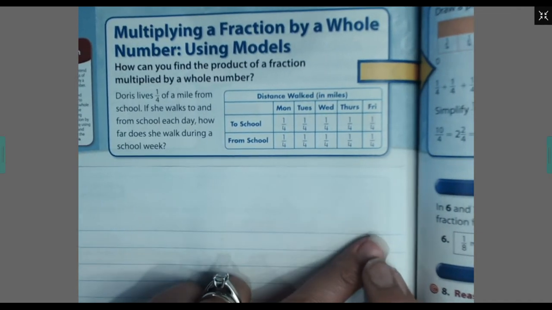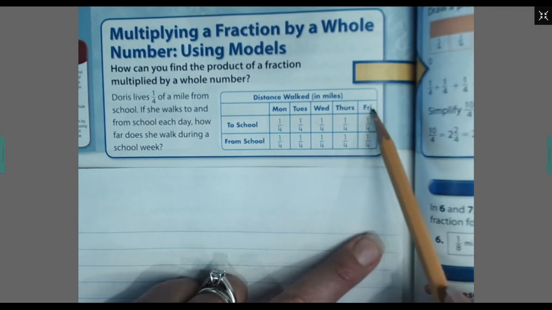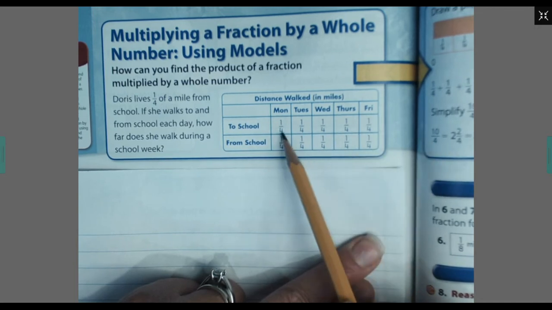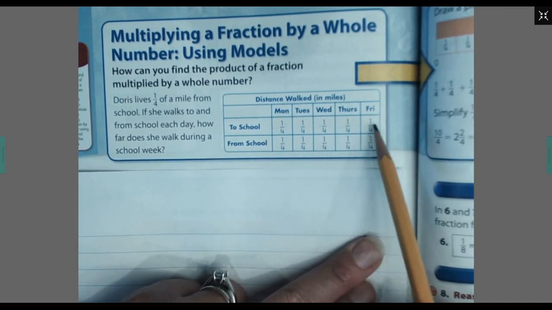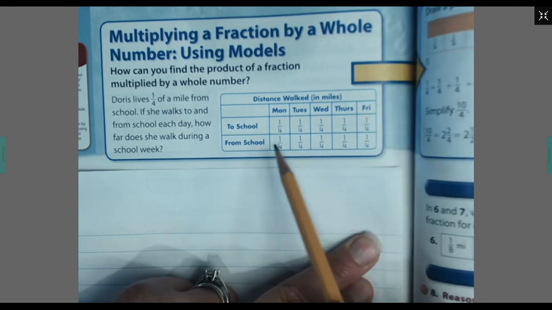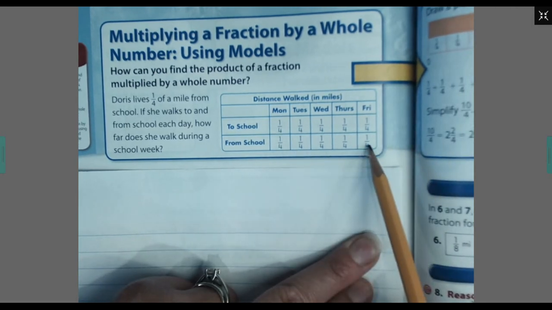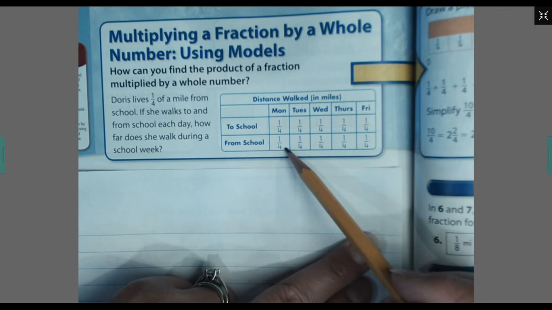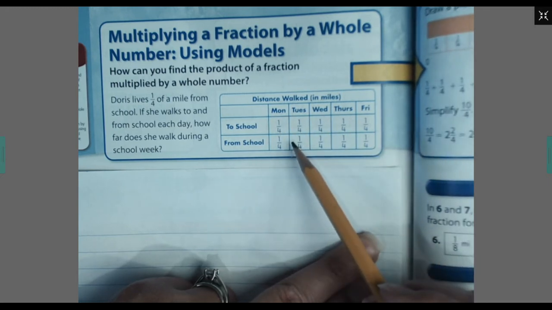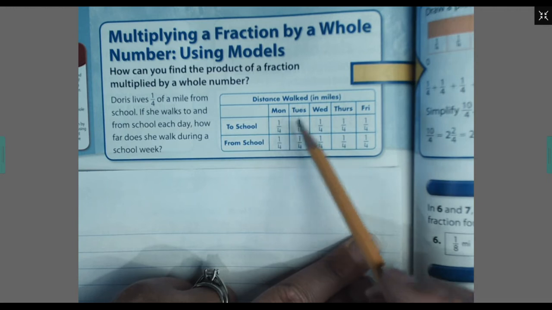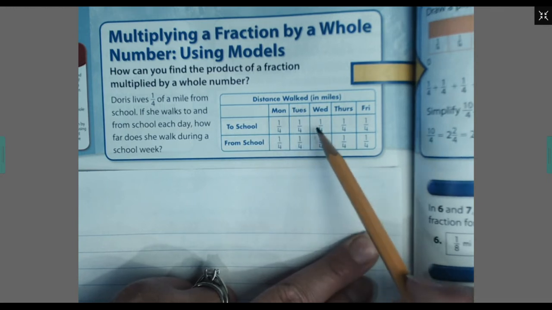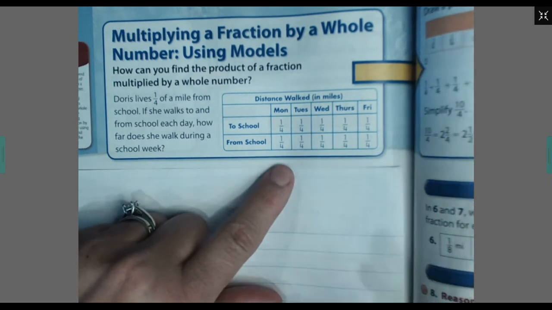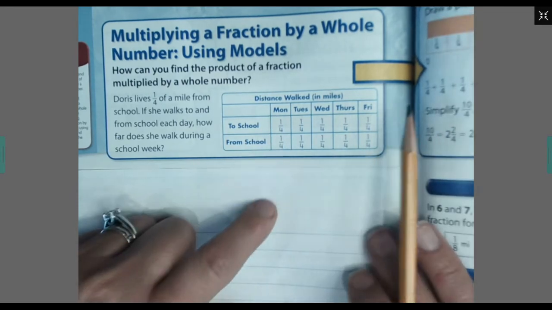So a chart has been created. We know there are 5 school days in a week, and she walks to school. Each distance is 1/4 of a mile, and she walks home from school. Each distance is 1/4 of a mile. So every day she walks 2 1/4s. According to this chart, we can see that Monday is 2 1/4s, Tuesday is 2 1/4s. And what is 2 1/4s? 2/4. 2/4 is 2 1/4s.